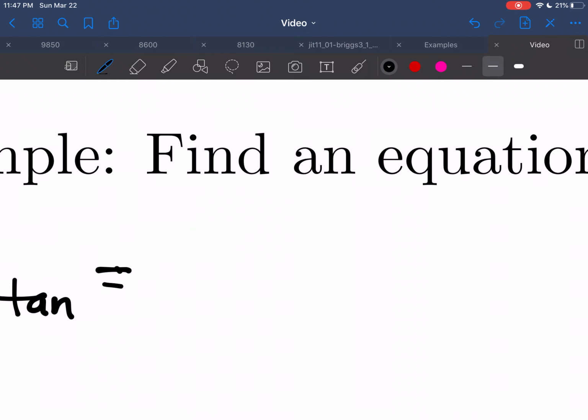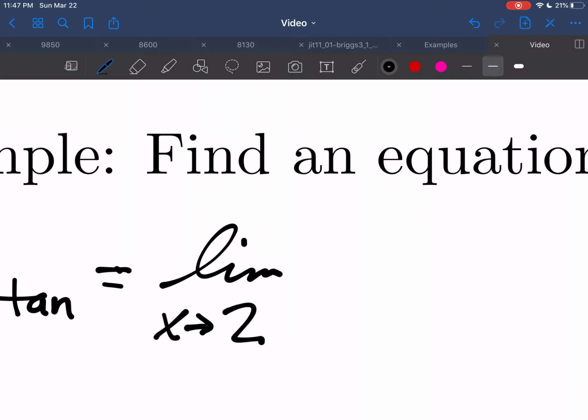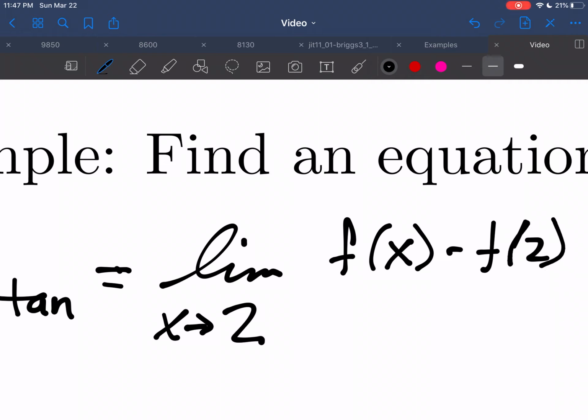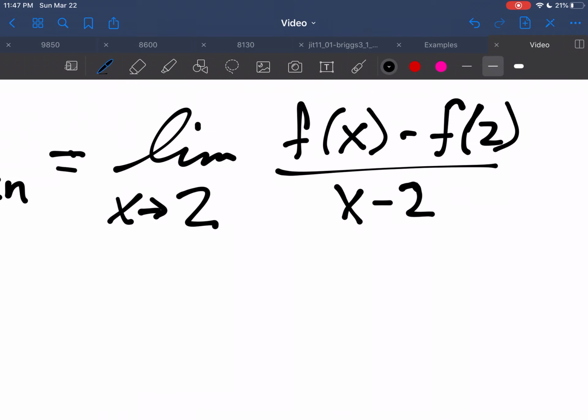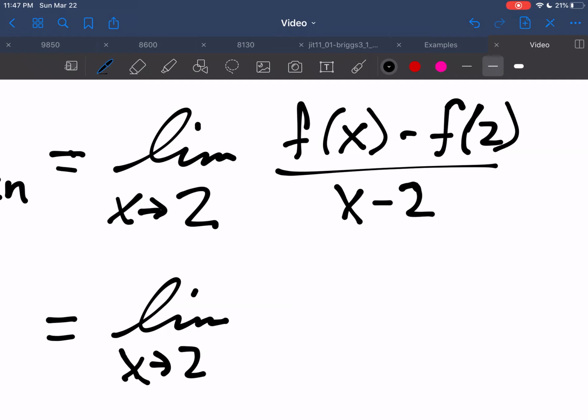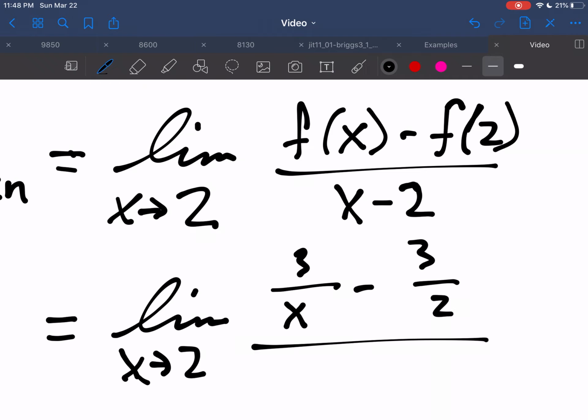which is equal to the limit as x approaches a, which in this case is 2, of f of x minus f of 2 divided by x minus 2. Alright, we can plug our actual function in here and we get the limit as x approaches 2 of 3 over x minus 3 over 2 divided by x minus 2.